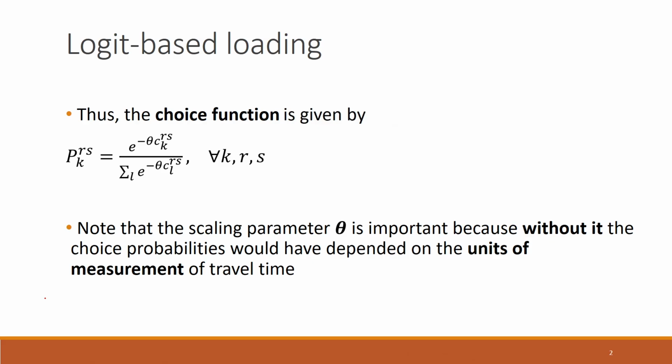For example, suppose CKRS is 1 kilometer, and suppose there are only two paths. For the first path CKRS is 1 kilometer, for the second path it is 2 kilometers. Then if you are computing the choice probability for the first path, it will be e to the power of minus theta times 1 divided by e to the power minus theta times 1 plus e to the power minus theta times 2.